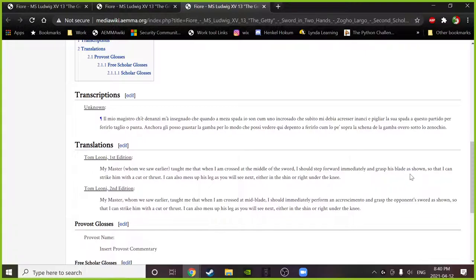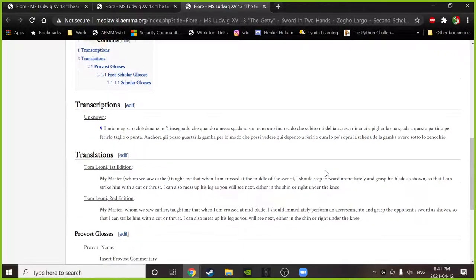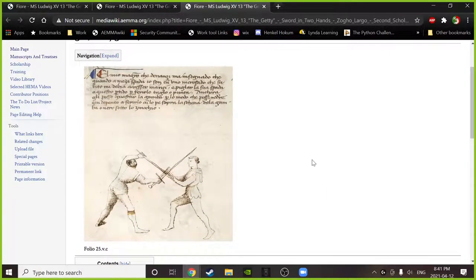Certainly. My master, whom we saw earlier, taught me that when I am crossed at the middle of the sword, I should step immediately and grasp his blade as shown, so that I can strike him with a cut or thrust. I can also mess up his leg, as you will see next, either in the shin or right under the knee. All right. 25 VC.